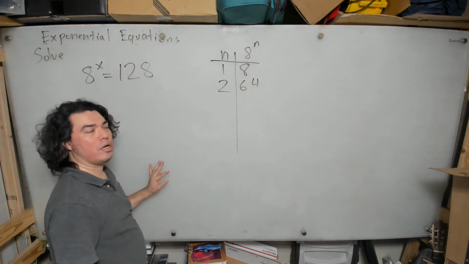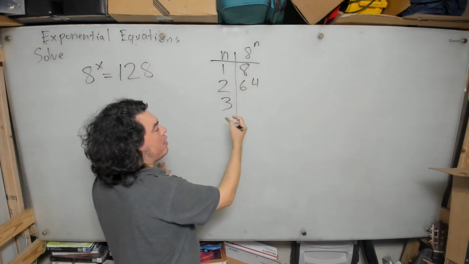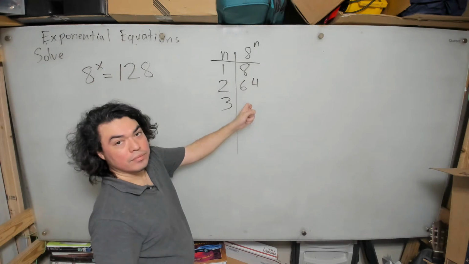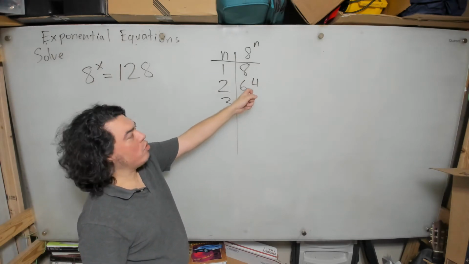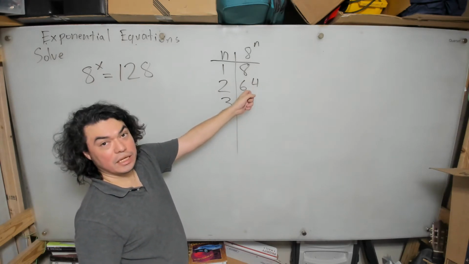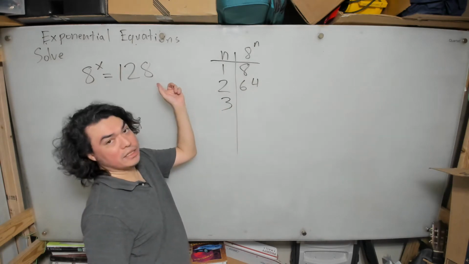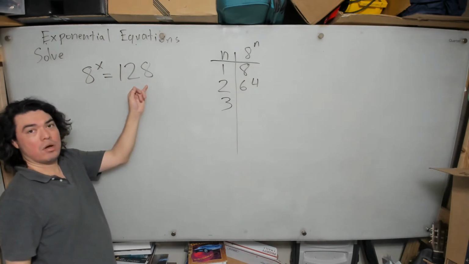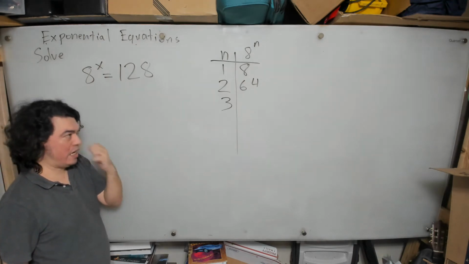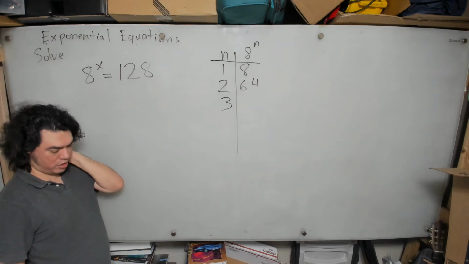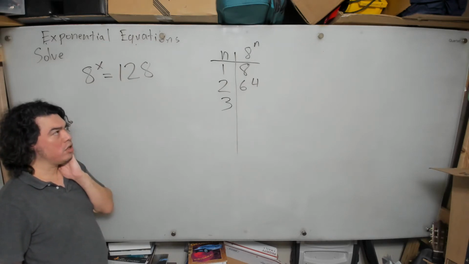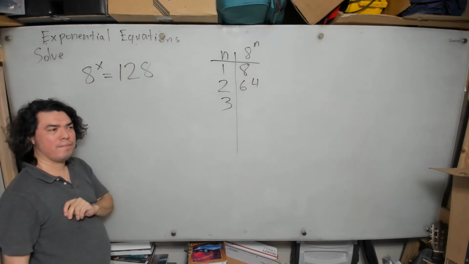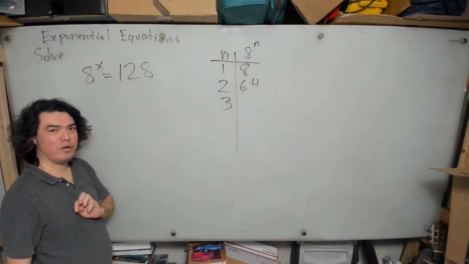Now, if I want to figure out what is 8 cubed, I'm going to have to multiply 64 by 8. But one of the things that I think you are already realizing is that that's going to be much bigger than this right-hand side. So in other words, I won't be able to write 128 as 8 to a power, at least not to an integer power, right? Okay. So there's a problem.